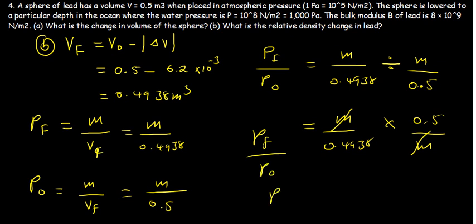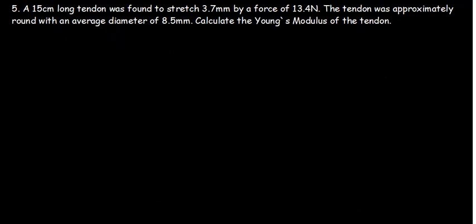Therefore ρ final over ρ initial is going to be equal to 0.5 divided by 0.4938, and that is going to give us 1.012. And we can simply cross multiply to just make ρ final the subject of the formula, and that gives us the same answer. So let's just get to look at the last question on this one.